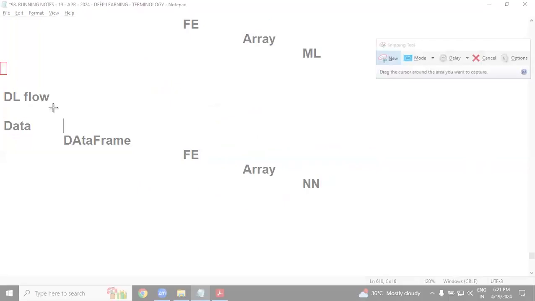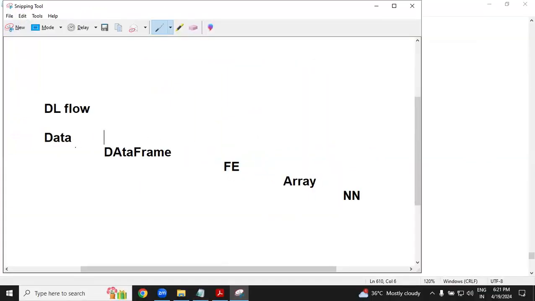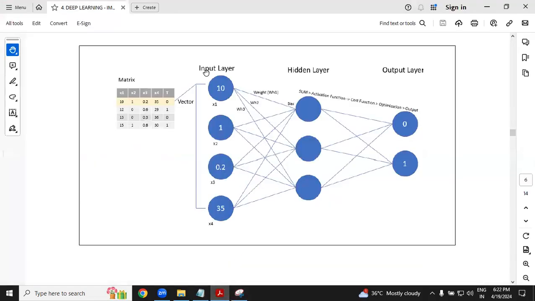We get a data frame from this, and respectively from this one and this one. And now the array is the input to the neural network. Please observe here: for all input layers, first, an array is required. Good. Keep that in mind.